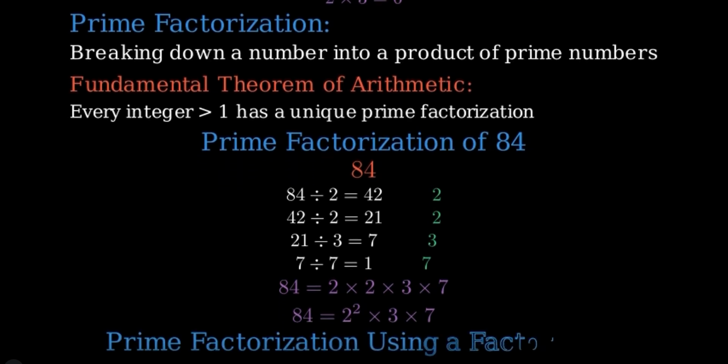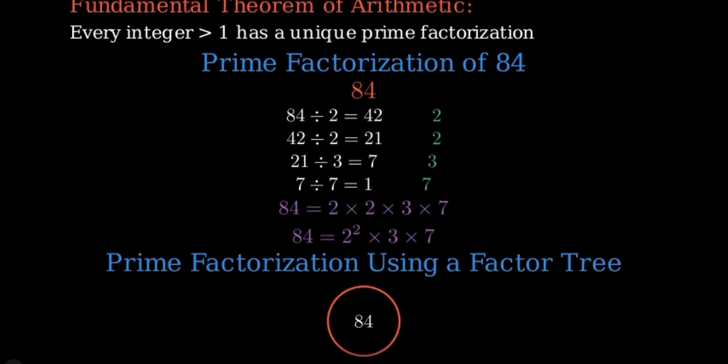We start with our number 84 and find any two factors that multiply to give 84. Let's use 2 and 42. Now, we check if each of these factors is prime.